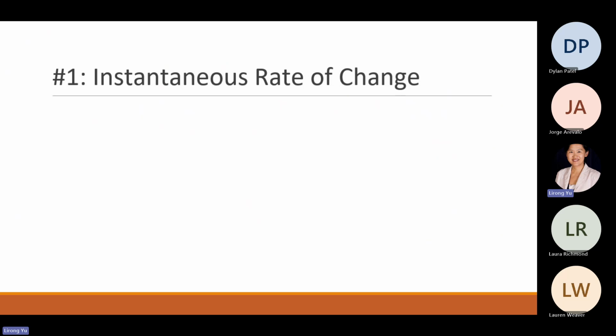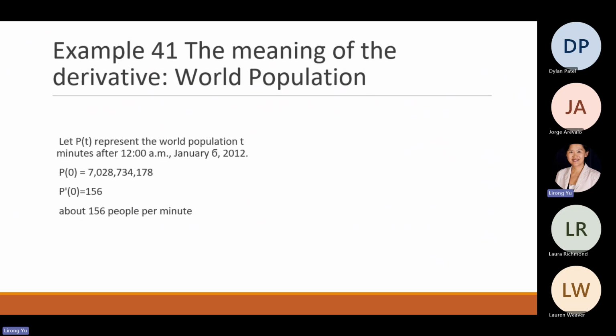The instantaneous rate of change is a derivative at that point. The average rate of change is a slope connecting those 2 points. So it really depends on the given information that affects how we interpret it. The example in the book talks about the meaning of the derivative in the world population.